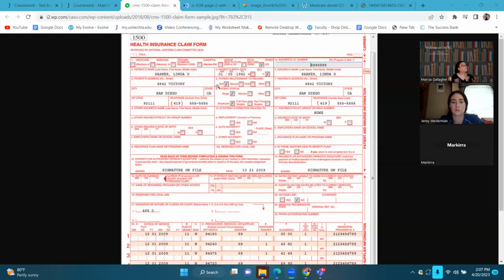6, it can be the patient relationship. This is a self patient. It could be a spouse, a child, or other.